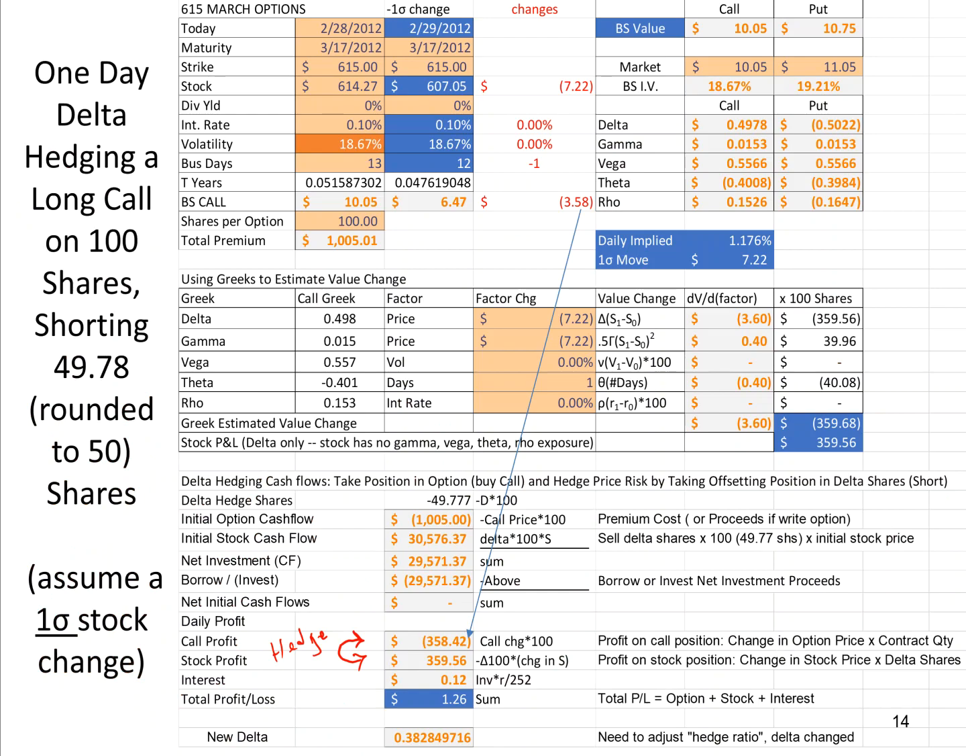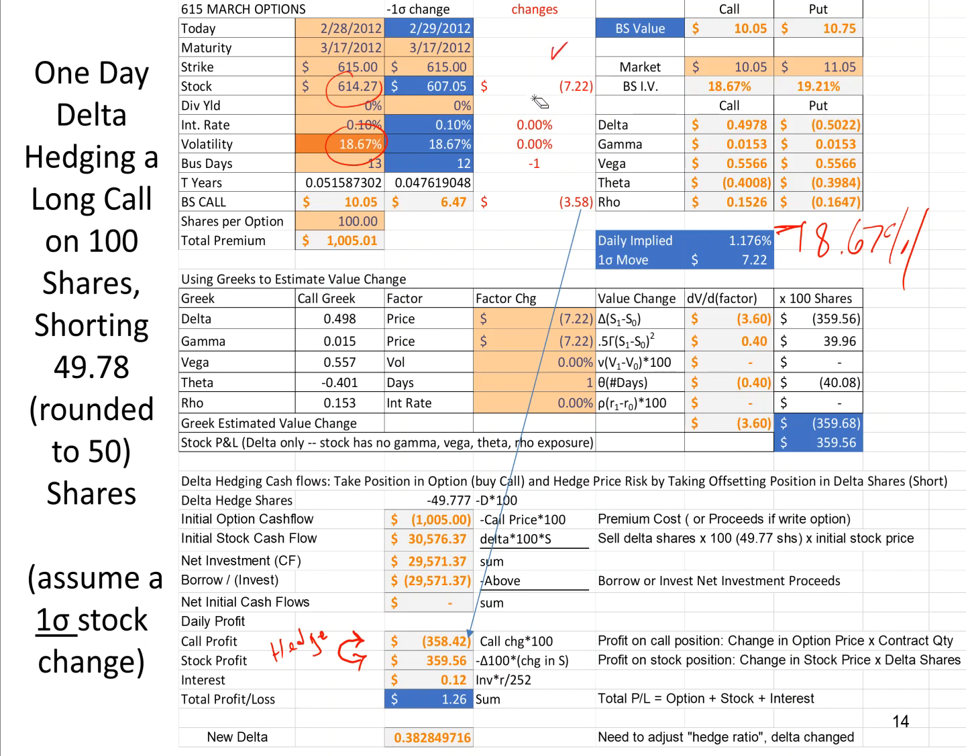So back to our delta hedging example. What I want to do is a delta hedge for 1 day, and I'm going to have the stock price change by $7.22. No change in vol, no change in interest rates. It's 1 day older. Now, where did I get $7.22? Well, I'm going to take the implied volatility of 18.67%. I'm going to divide by the square root of 252 to turn that into a daily standard deviation. And then I'm going to multiply that daily standard deviation times the stock price to see what a 1 standard deviation change in the underlying stock is. And that turns out to be 7.22.